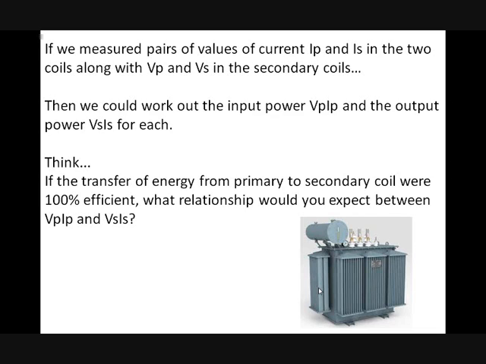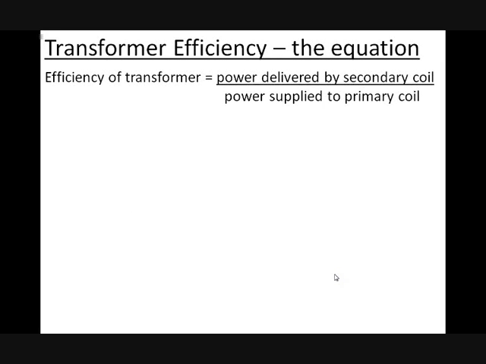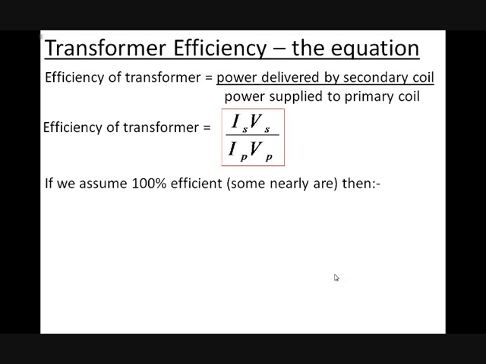Now, if we say it's 100% efficient, and it's a big if, but if we did say that, then the relationship that we would expect between these two would be that the power delivered is equal to the power supplied. So if we had 100% efficiency, we'd have that Ip times Vp, which is the input power, equals Is times Vs, which is the output power. The efficiency of a transformer is the ratio of these two.